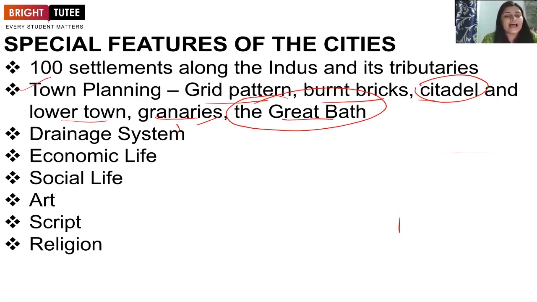And apart from that, there were specialized groups of artisans in the Harappan sites, like goldsmiths, brick makers, stone cutters, boat builders, and terracotta manufacturers. These kinds of specialized craftspersons were available, and we can see the existence of these craftspersons through the different sites of the Harappan civilization.